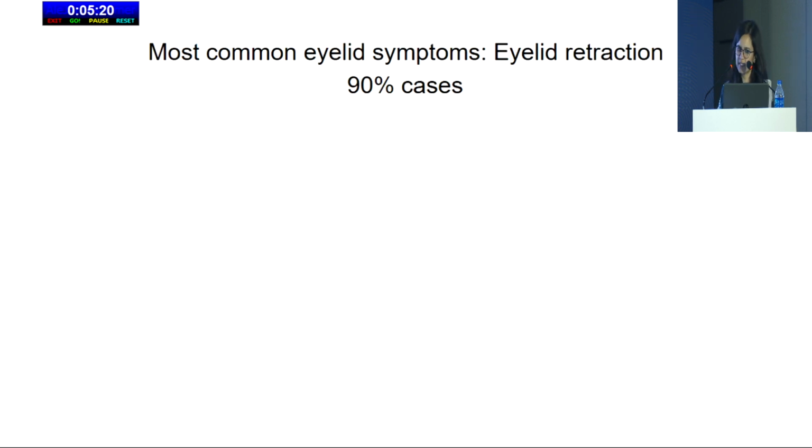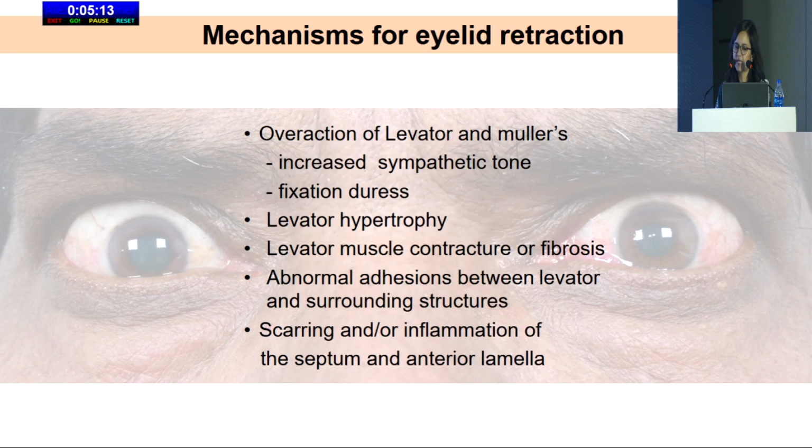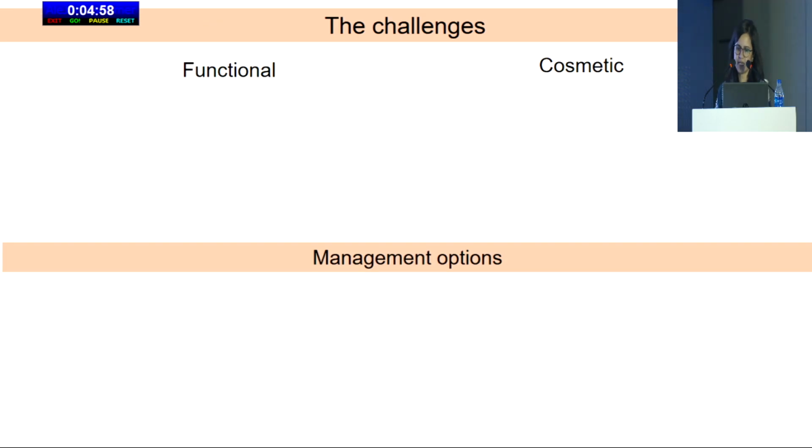The most common eyelid symptom that we come across is eyelid retraction, which is seen in actually 90% of the cases. The mechanisms that have been proposed for the retraction are overaction of the levator and the Muller's muscle because of the increased sympathetic tone, levator hypertrophy, levator muscle contracture or fibrosis, abnormal adhesions between levator and surrounding structures, scarring or inflammation of the septum and the anterior lamella.